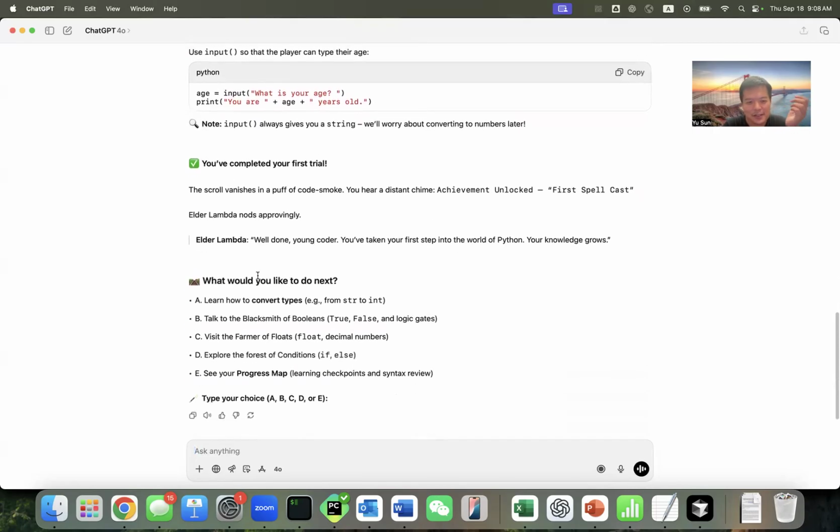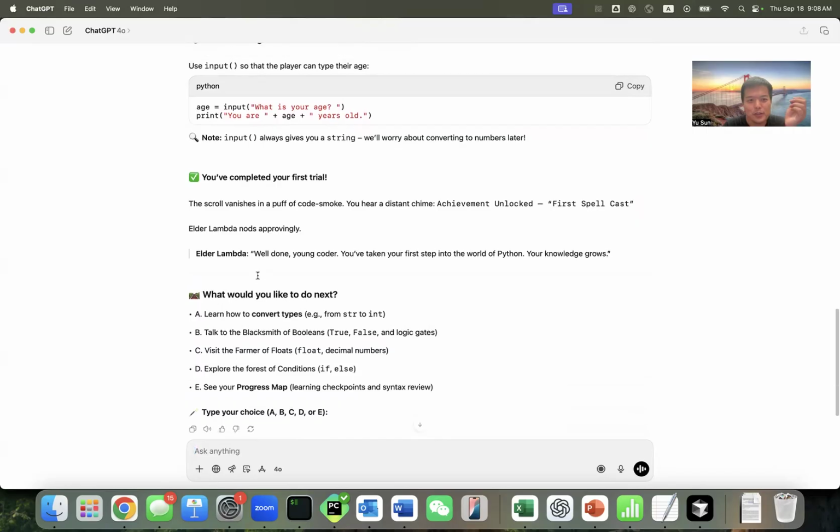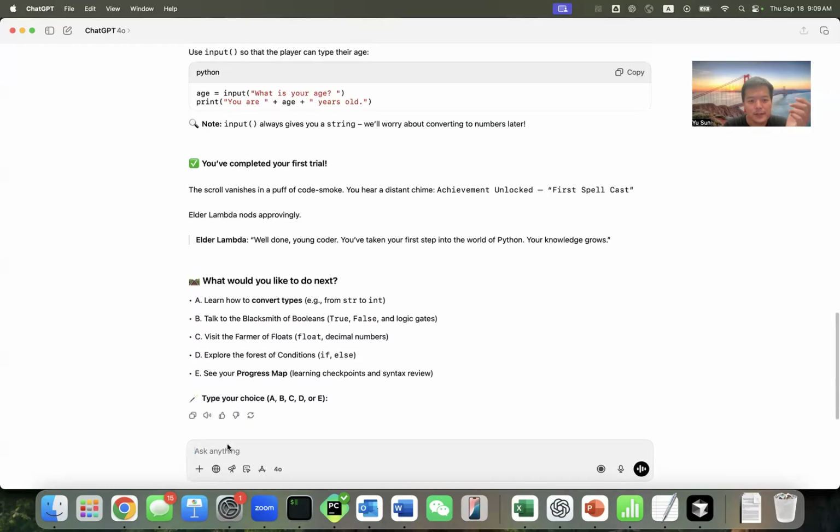So I think we need to modify this a little bit more to make sure we can actually input and interact with it. So: please modify the game and make sure the players can always type some code. Don't make the choices too complicated.